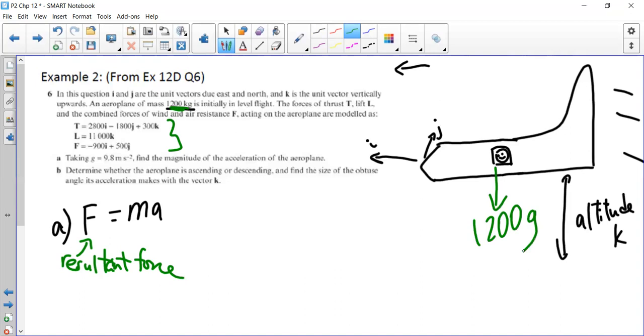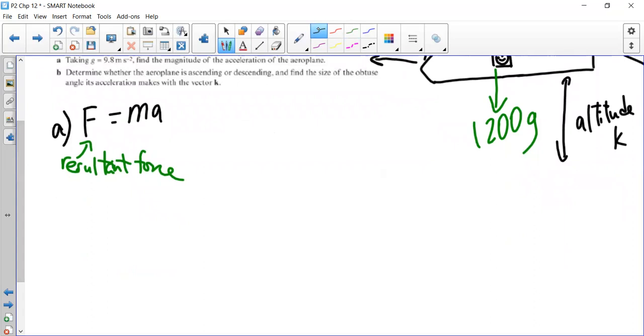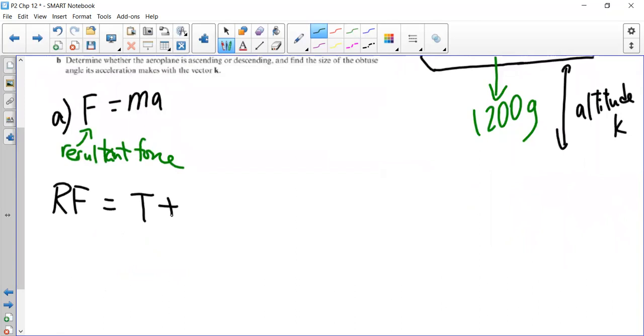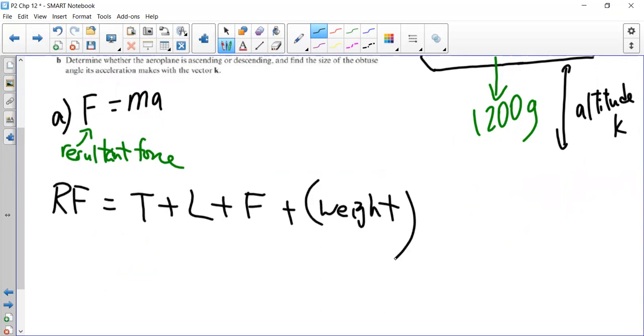Now you think about this mg in terms of i, j and k. Which direction is this weight acting in? The weight is pointing downwards, think about altitude, so that's k. So that means the resulting force, I'm just going to put resulting force in here, equals T plus L plus F plus the weight. Okay, so put it there.